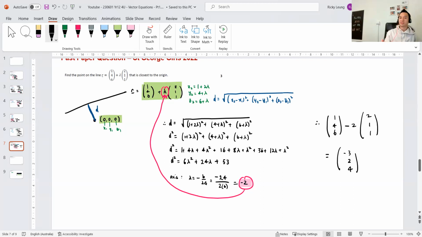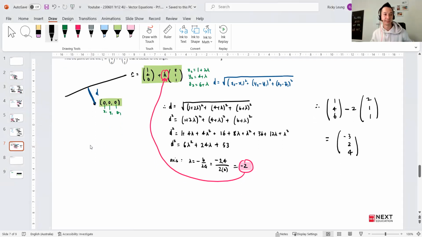Technically, you can go and do what you did before and find the perpendicular distance, which is the shortest distance between that coordinate and that line. Alternatively, this method's cool: express the distance squared as a quadratic, minimize the quadratic by finding the axis, sub in lambda, and then you're done. Nice, right?